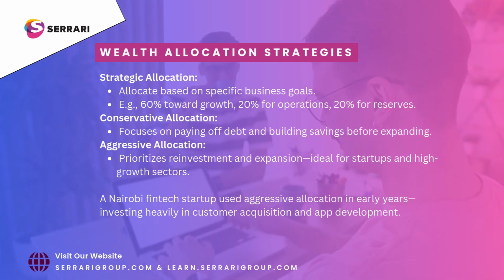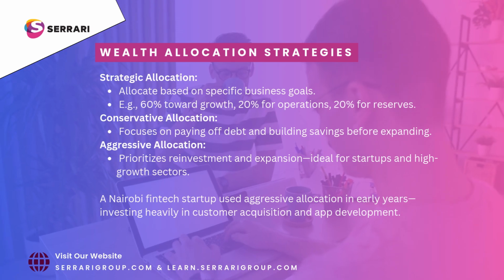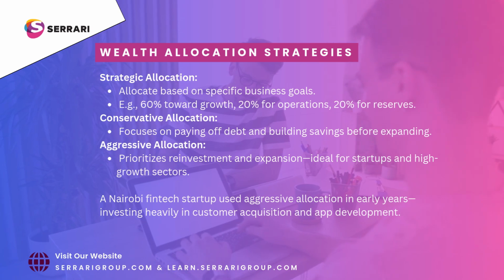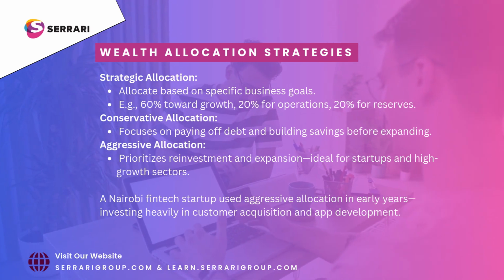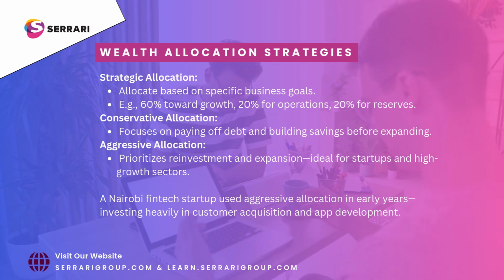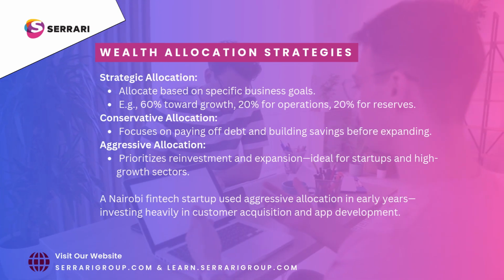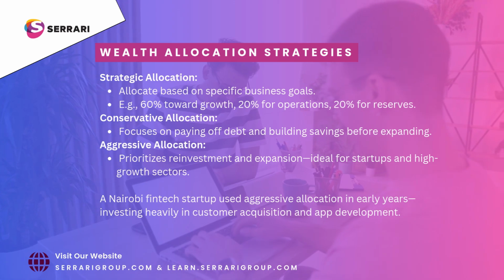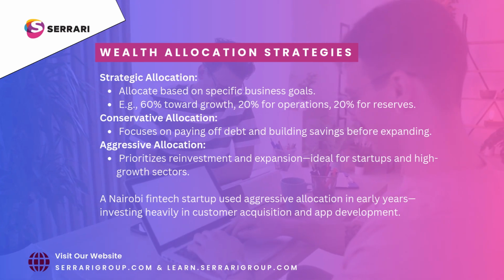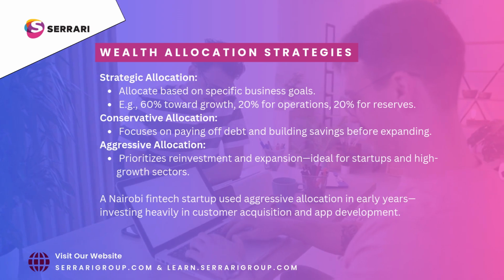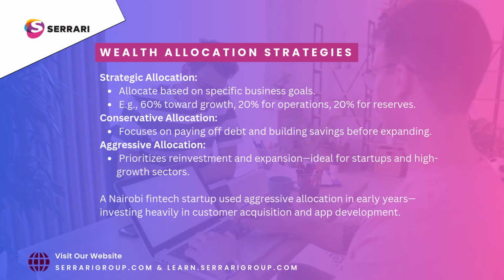Conservative allocation. Focuses on paying off debt and building savings before expanding. Aggressive allocation. Prioritizes reinvestment and expansion, ideal for startups and high-growth sectors. A Nairobi fintech startup used aggressive allocation in early years, investing heavily in customer acquisition and app development.